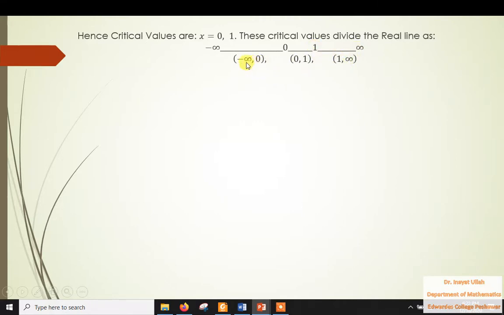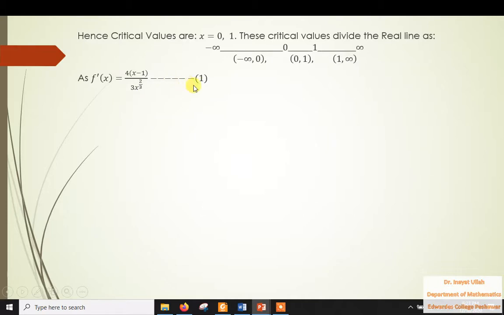So this open interval contains all those points between minus infinity and 0, and this open interval contains all the points between 0 and 1, and similarly here between 1 and infinity. So we are left with these three intervals. We'll be taking three values, one between minus infinity and 0, one between 0 and 1, and one between 1 and infinity to check f prime x. That is f prime x.